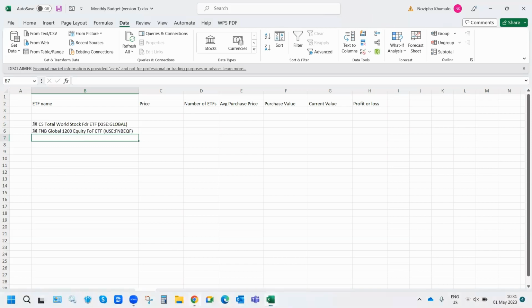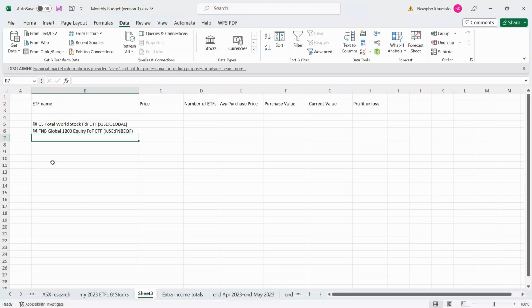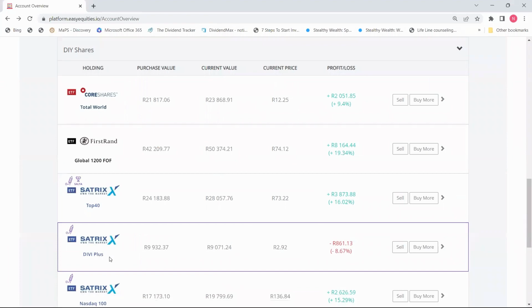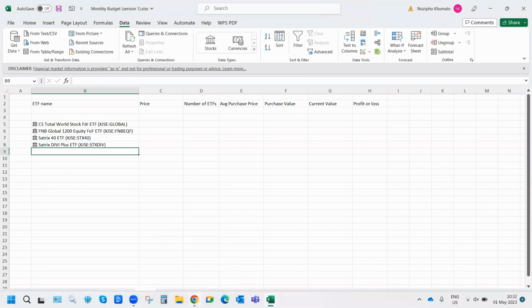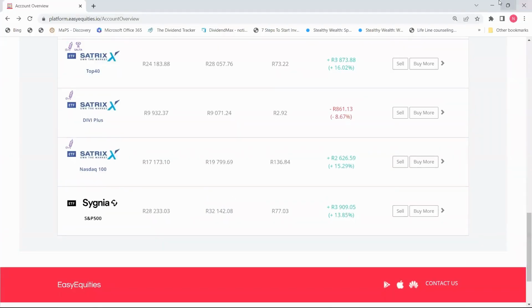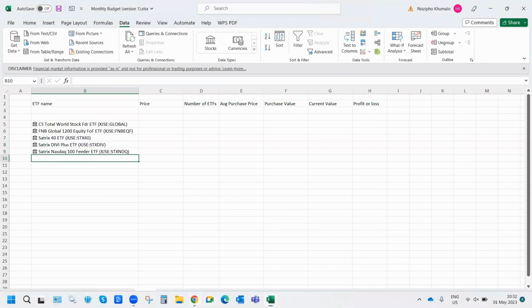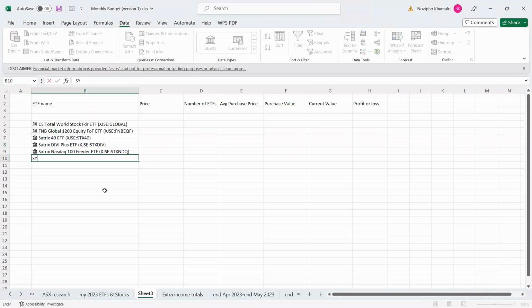Next, I'm going to add my next ETF in my investments. That's Satrix 40. And luckily, I know Satrix 40 by heart. It's STX40. And there we go, it adds it for us. The next ETF that I have is Satrix Divi Plus. I also know that ticker symbol by heart, it's STXDIV. And there we go, it adds it for us. And the next ETF is Satrix NASDAQ 100. I think I know that one as well. It's STXNDQ. There we go. My last ETF is Sygnia S&P 500. I also know the ticker symbol by heart. It's SYG500. Okay, there we go. It adds it for us.